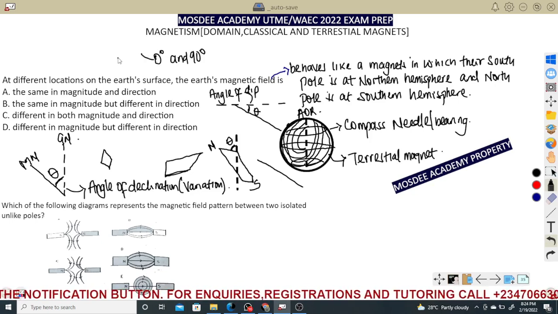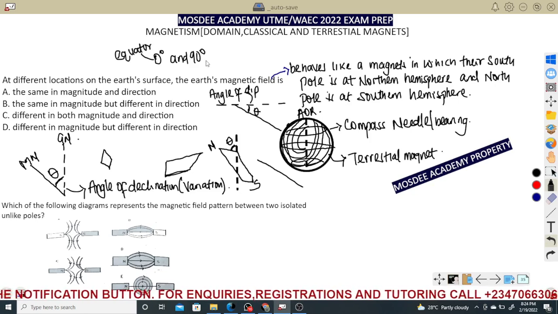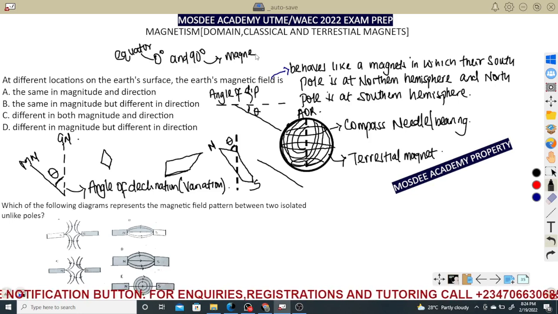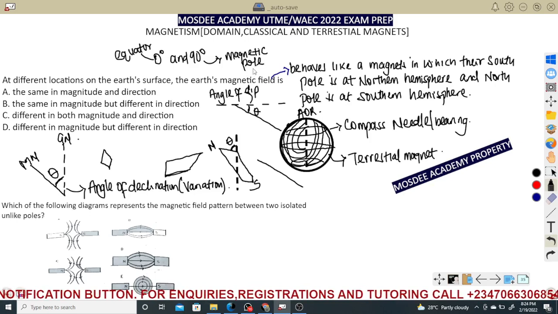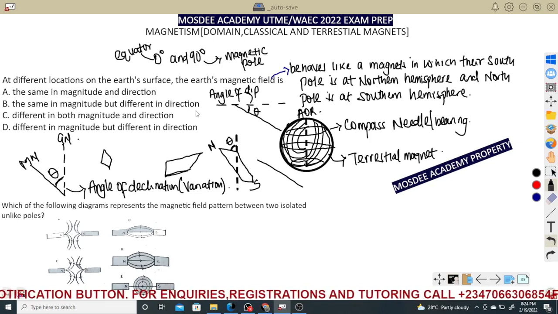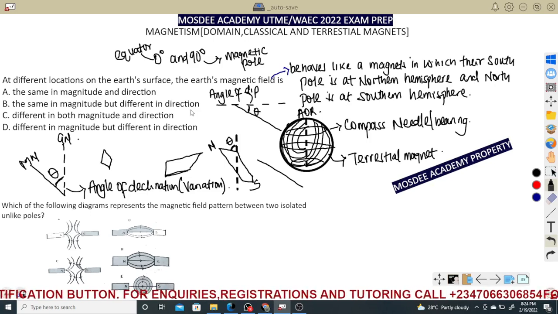So it is 0 at the equator. I'm talking about angle of dip. 0 degree at the equator and 90 degree at the Earth's magnetic pole. Let me just write pole. At the pole, it is 90. At the equator, it is 0. I hope students get all these points. They are short points, so my point is always keep it at the back of your mind.